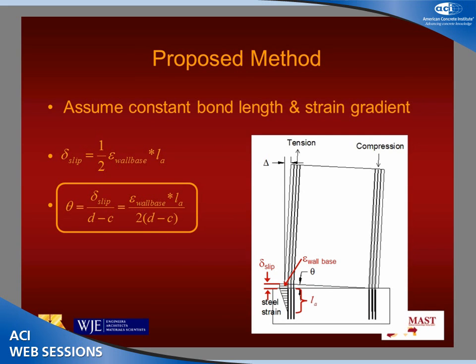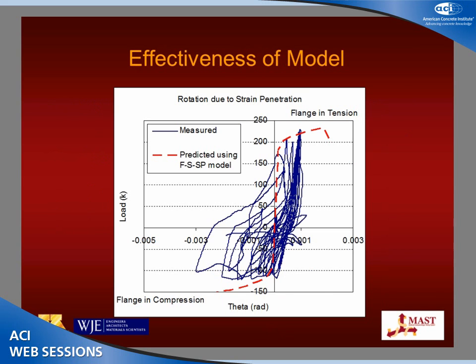Assuming a constant bond length and strain gradient, you can then do some algebra and come up with this expression for your rigid body base rotation, where your critical strain is the strain at the base from your moment curvature analysis. Put that all together, and we have decent correlation. You notice here from our test results, the behavior in the lab for strain penetration was not as organized as the flexure and the shear, but we do capture the general shape fairly well.